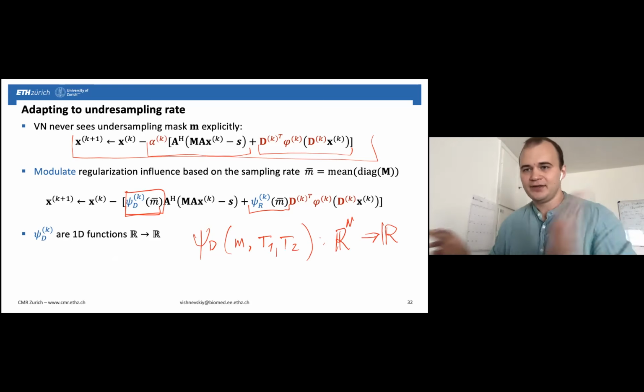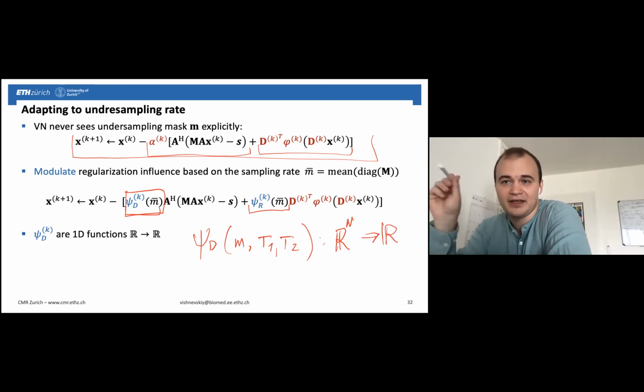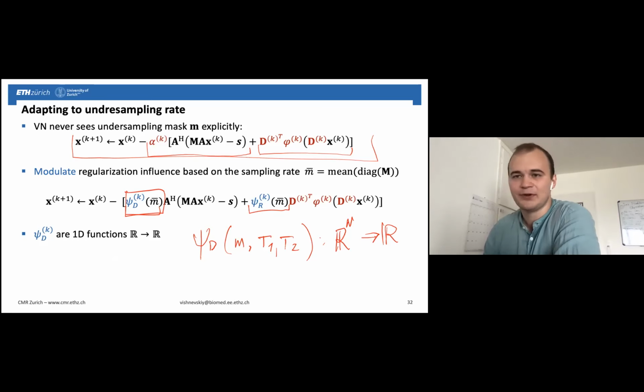Also, yet another idea, it depends on what you need, right? You can make the network stochastic. So basically you can make a separate network that generates randomly the parameters of the variational network.